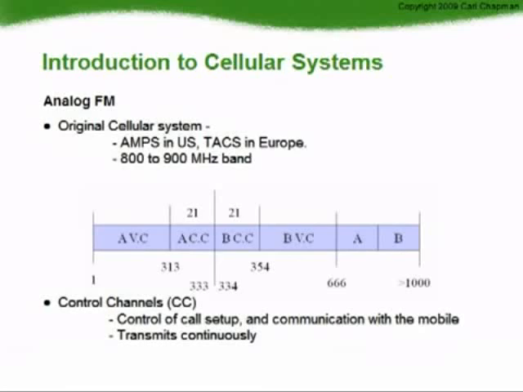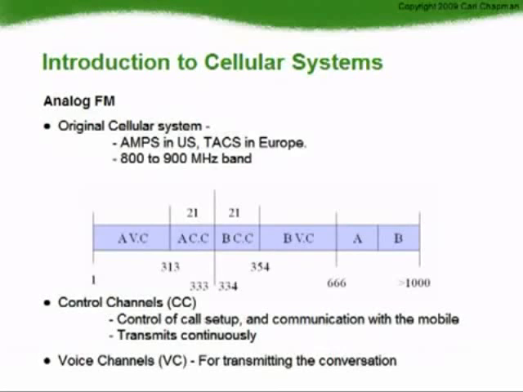Control channels are used to control call setup, and communicate with the mobile when it is not in use. The control channel signal transmits continuously so the mobile can always find it. Voice channels are used to transmit a conversation that is in progress. With a limited number of channels available, the cellular operators use a system called frequency reuse, where the same channel number can be used in multiple base stations.